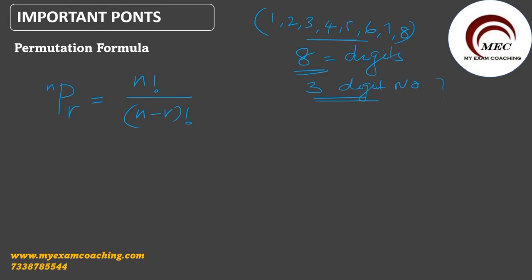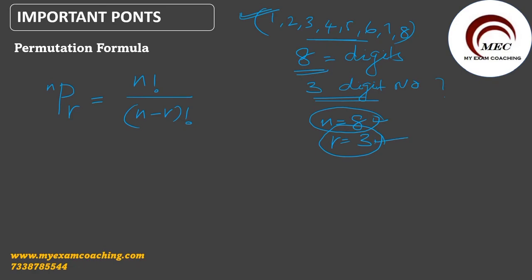So nPr, n stands for the total. n is equal to 8 and r is equal to 3. n is the total number of items available, and r is how many you are taking at a time. n means how much is the total, here 8, and out of that how many you are taking at a time, 3. So r will become 3.